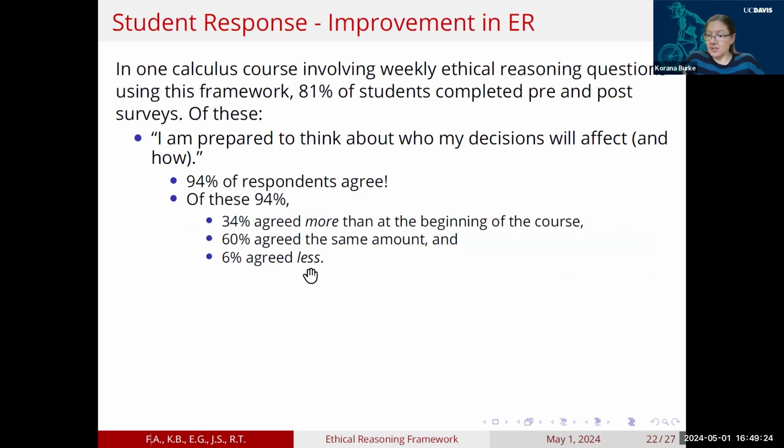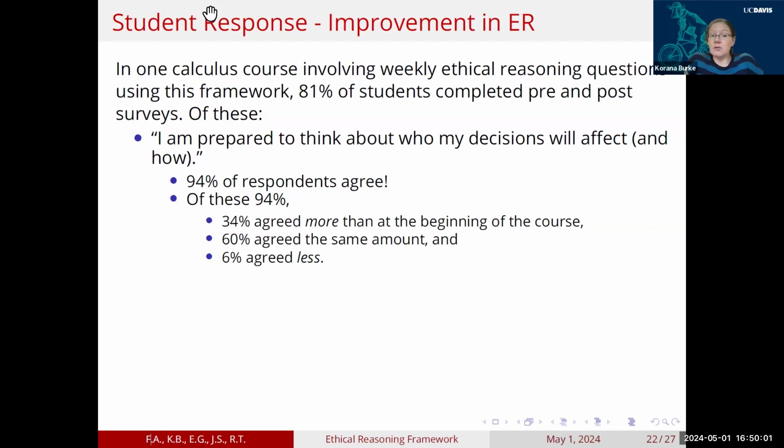This was from Rohit's class, because Rohit actually has managed to teach this multiple times in a row. He had weekly ethical reasoning questions in there using this framework, and 81% pre and post. That's pretty good. Pretty good data here.